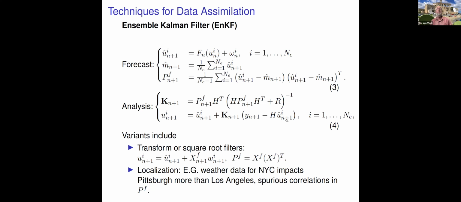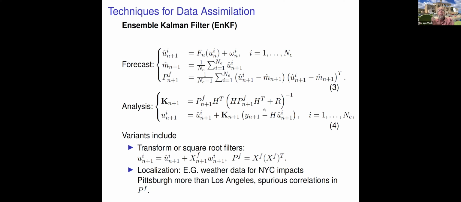And we do this for all the ensemble members as well. Okay, so the important variants that are often employed are these square root filters. What square root filters do is they basically write this Kalman update as a linear combination of what's called the anomaly matrix. So this XF, if you look at the formula up here for the sample covariance, it's basically half of these terms here.